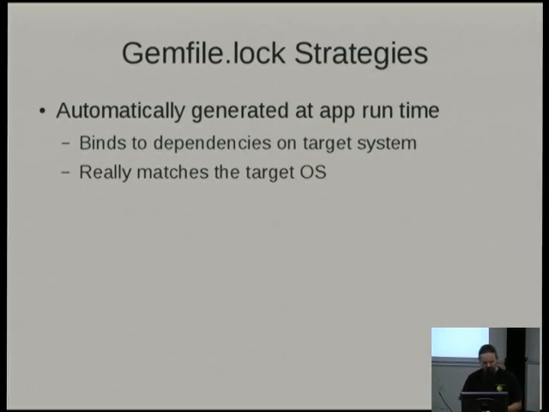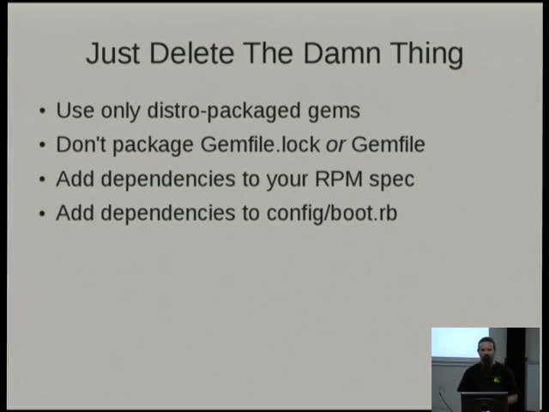So what I did for Hawk is I just deleted the damn thing. Gemfile and gemfile.lock are gone from my RPM. I'm only using distro packaged gems that have become RPMs as my dependencies. I'm just not packaging gemfile.lock or gemfile. All of my dependencies are in my RPM spec file, so my regular package management tools pull in all of the pieces that I need.